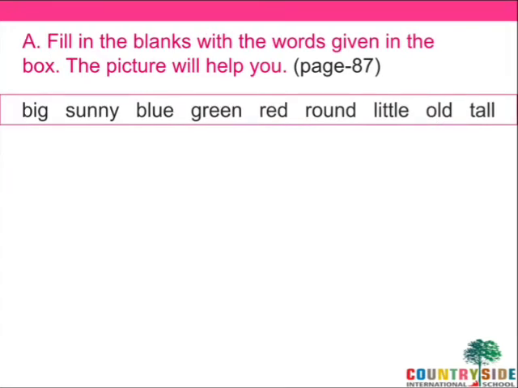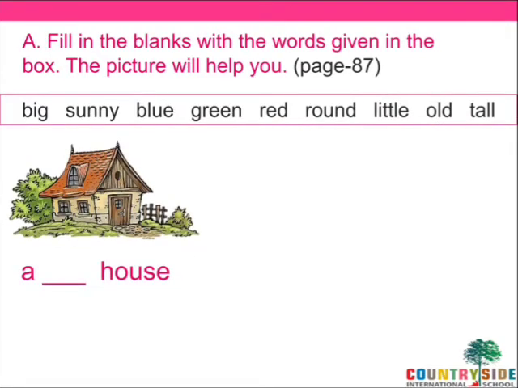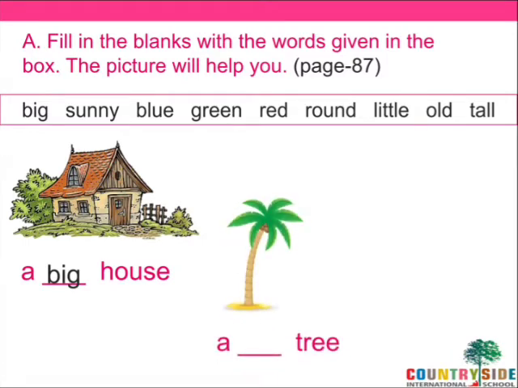Now see the first picture, a dash house. Now what kind of house is it? It is a big house. So big is a describing word because it tells us more about the house. Now see the second picture, a dash tree. What kind of tree is it? A tall tree. Yes. So we are writing tall, and tall is a describing word.